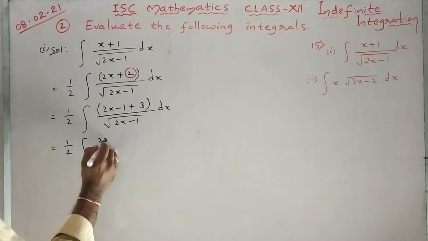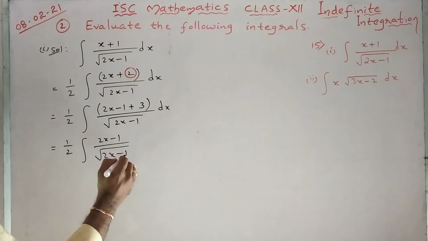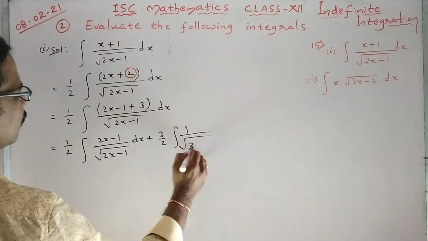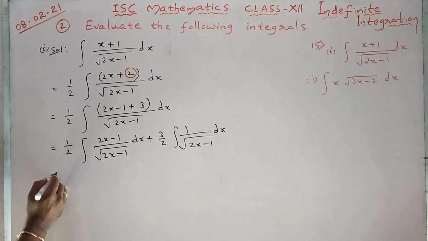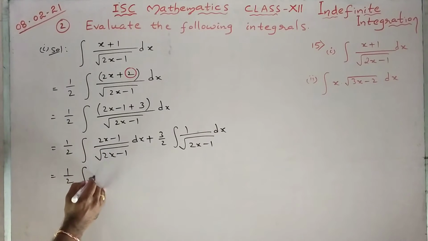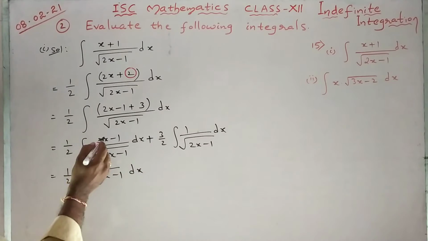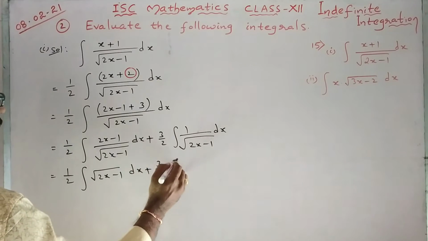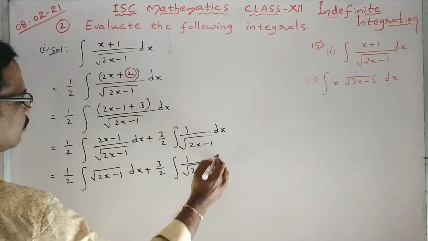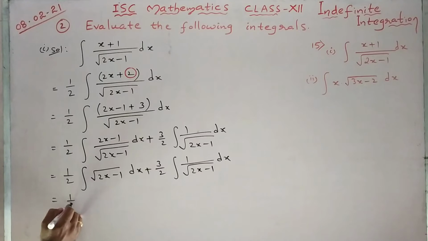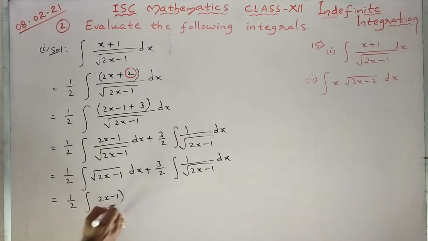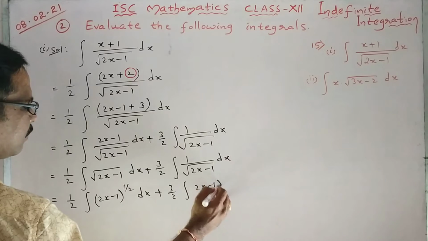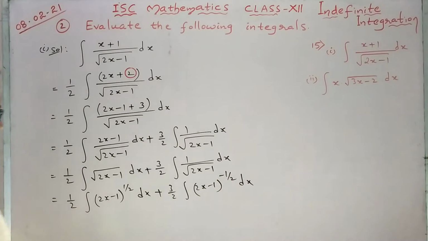Now split the integral: 1 by 2 integral of (2x minus 1) by root of (2x minus 1) dx, plus 3 by 2 integral of 1 by root of (2x minus 1) dx. Okay? In the first, this root will cancel, because 2x minus 1 means root into root. So we can write 1 by 2 integral of (2x minus 1) whole power 1 by 2 dx, plus 3 by 2 integral of (2x minus 1) whole power minus 1 by 2 dx.